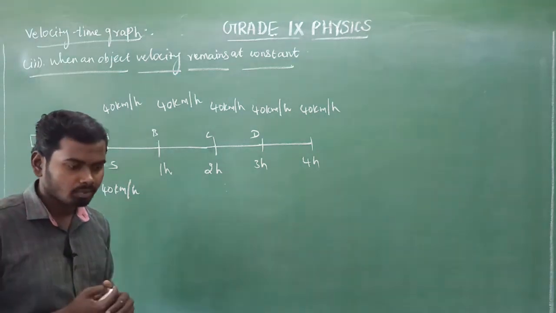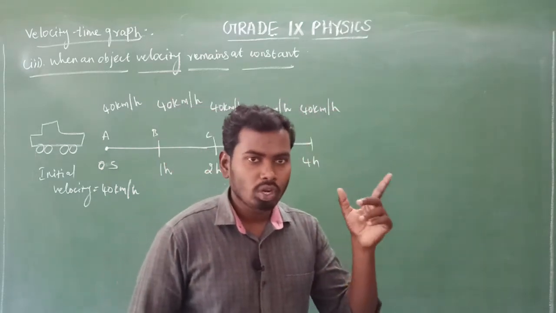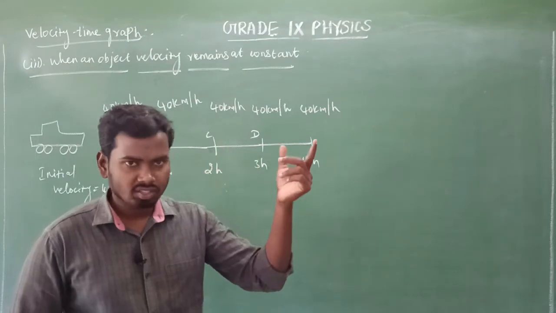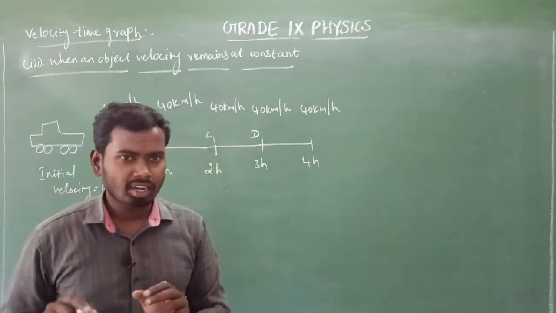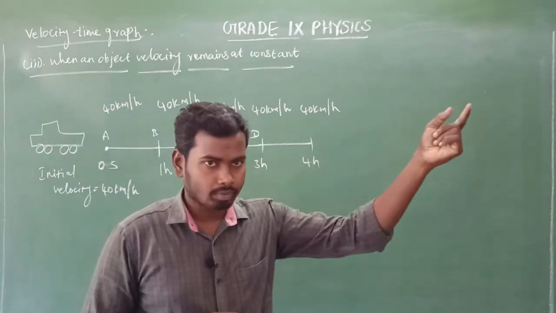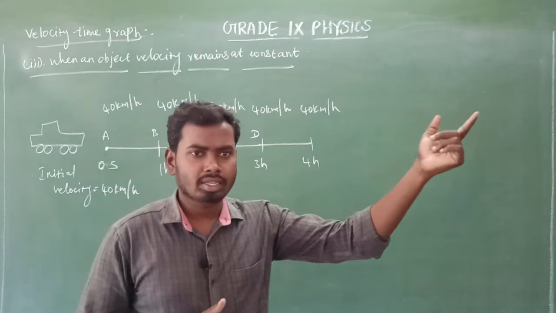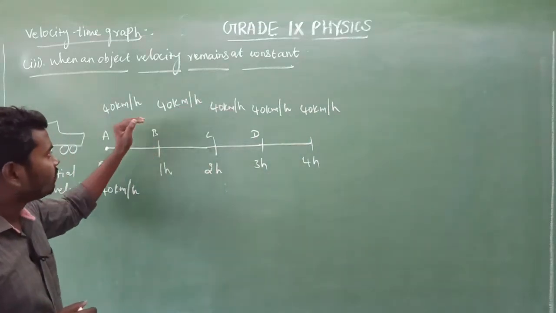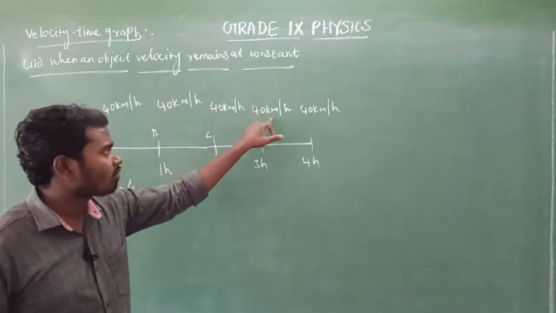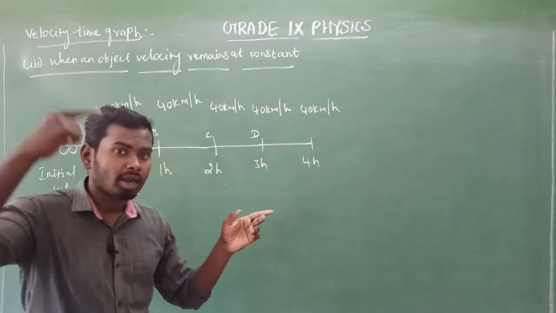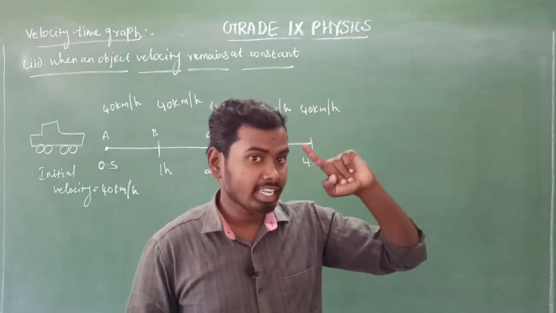Okay, look here. You may have some doubts about uniform acceleration, uniform velocity and this constant velocity. Am I right? In uniform acceleration, the velocity of the object increases at a uniform rate. Note this point: in uniform acceleration, the velocity increases at a uniform rate, but in constant velocity, the velocity remains the same. Look here, 40 km per hour, remains the same.